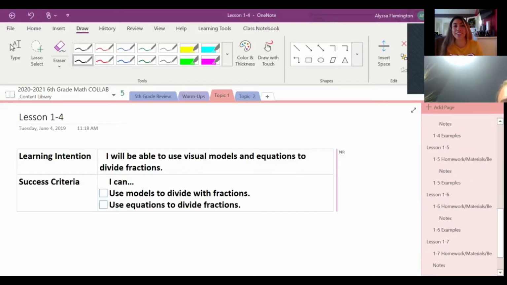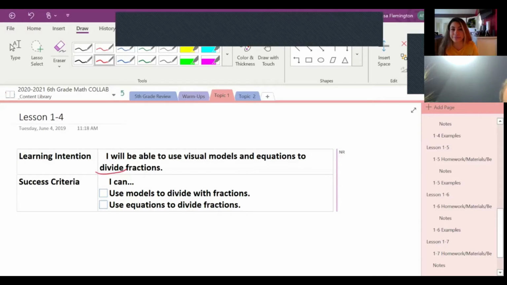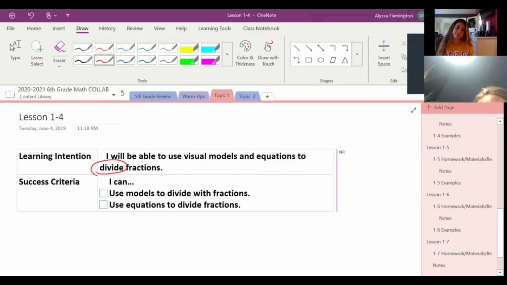All right. Here we go. Lesson 1-4. Our learning intention for today is I will be able to use visual models and equations to divide fractions. Awesome. And so at the end of our lesson, to know that you're successful, you will be able to do two things: use models to divide with fractions, and also use equations to divide fractions. All right, so let's go into those notes.